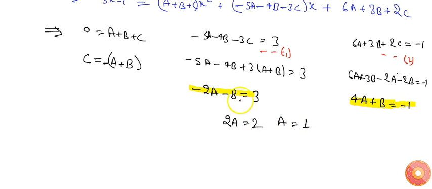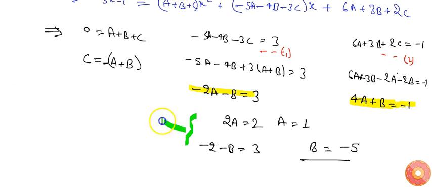If I put A equals 1 in this equation, I will get minus 4 minus B equals 3, or I can say B equals minus 5. If I put the value of A and B in the expression for C, I will get C equals 4.